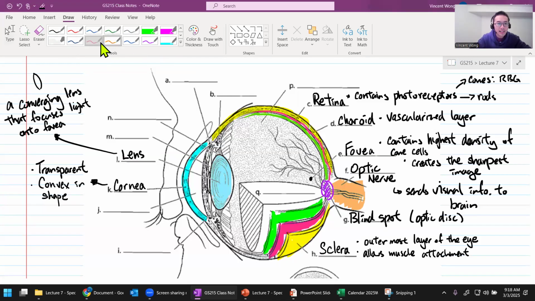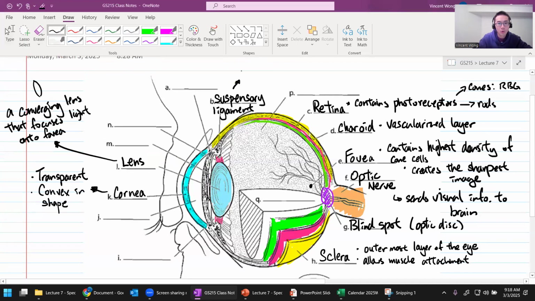Now, the lens is held in place by these ligaments. These are called the suspensory ligaments. They hold the lens in place.